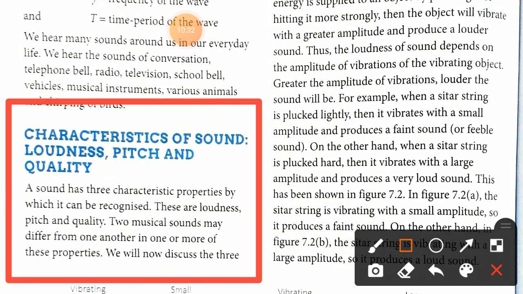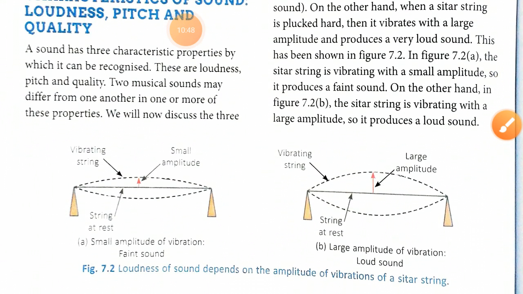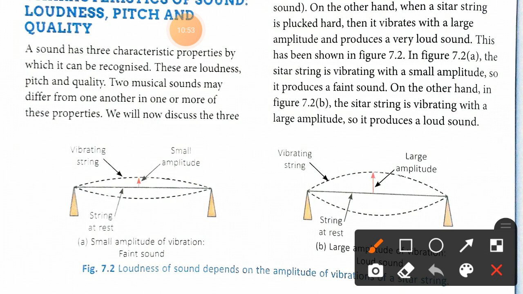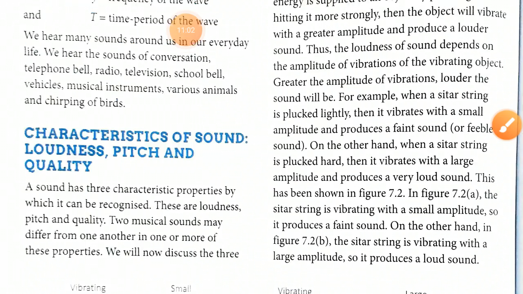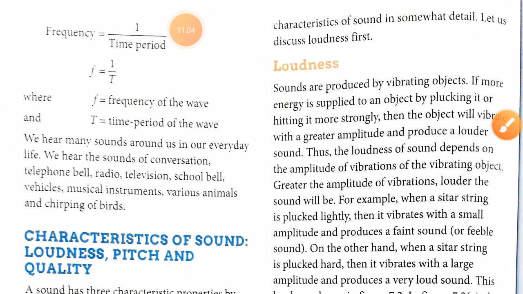So a sound has three characteristic properties by which it can be recognized. These are loudness, pitch and quality. Two musical sounds may differ from one another in one or more of these properties. So we will now discuss the three. Here you can see there is an experiment given below. The vibrations which are produced due to the string, you can see here. So we will discuss the three characteristics of sound in somewhat detail.